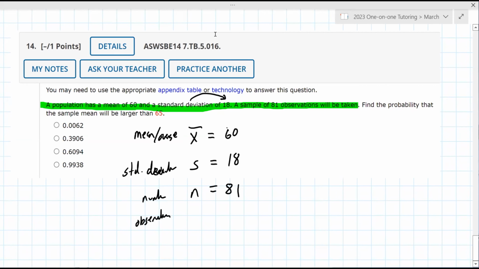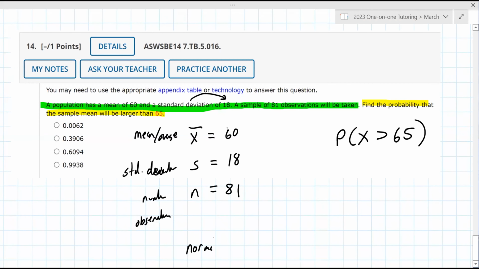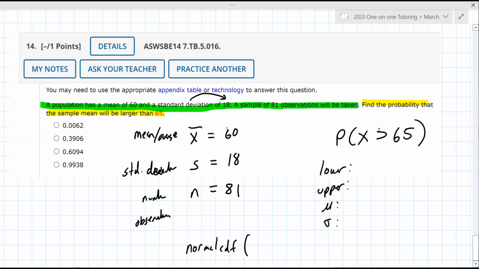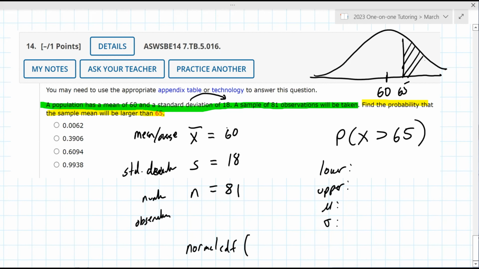Now the second sentence tells us what we're actually asking to calculate. Find the probability that the sample mean will be larger than 65. So we're trying to find the probability that X bar is greater than 65. Now this is another normal CDF problem. It needs a lower, an upper, a mu, and a sigma for your calculator. Think of 60 as right in the middle, that's the average, and 65 is here. We need to find everything to the right of 65.